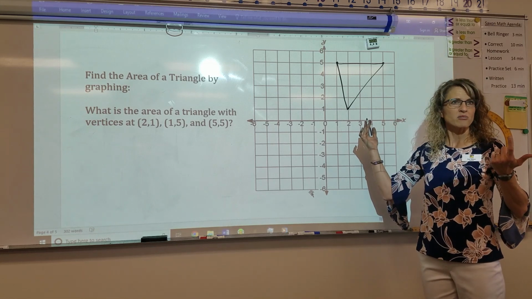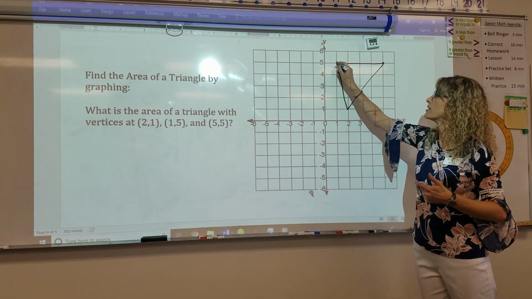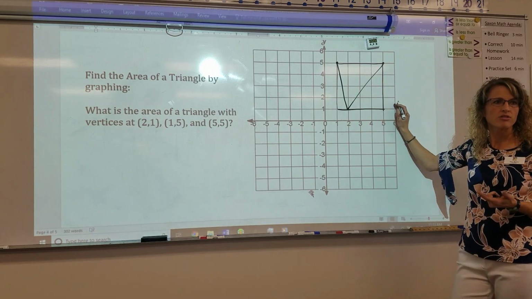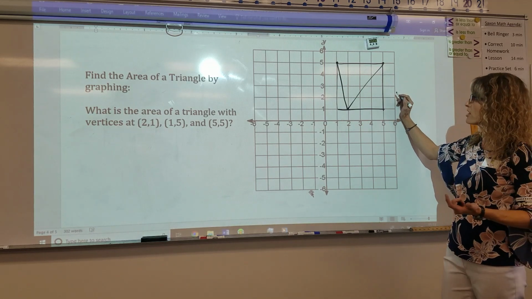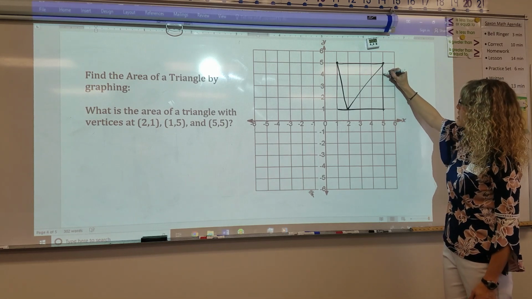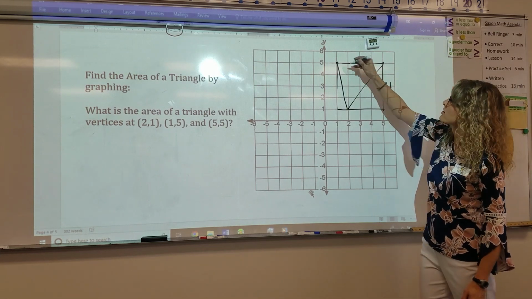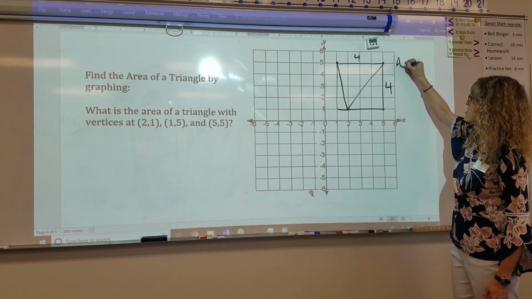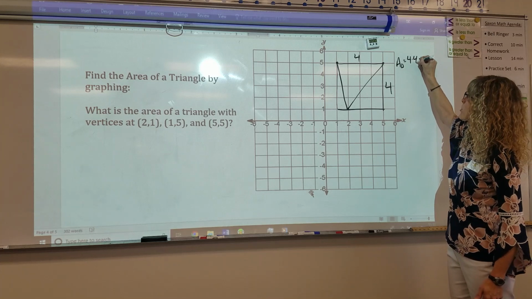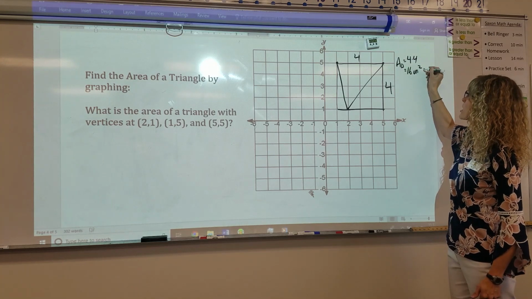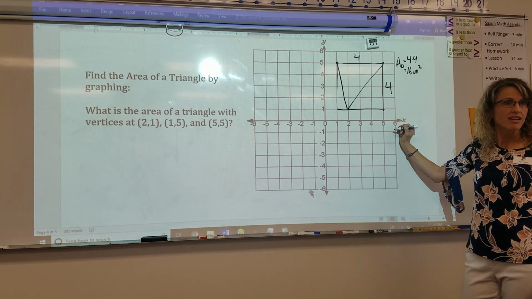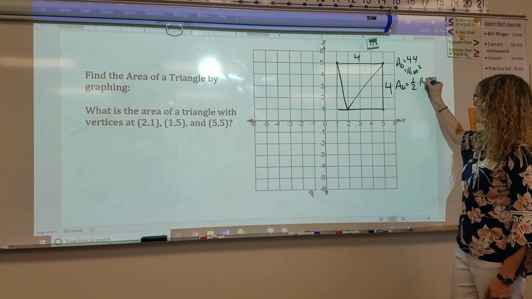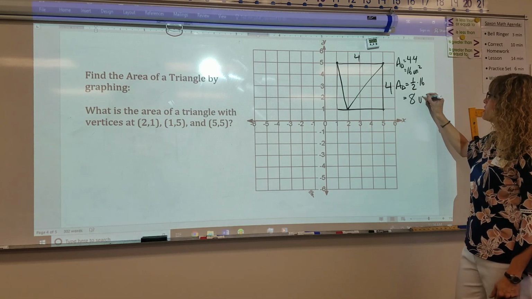We could use that box method. Remember how we drew the box around it? Like this. So if I found the area of the square, or the rectangle, and just cut it in half, I could do that. So what are the dimensions of my outside? 1, 2, 3, 4 units. 1, 2, 3, 4 units. The area of the square equals 4 times 4, or 16 units squared. So wouldn't my triangle be half of that? Okay, I like it when you're nodding. It says, yes, I agree. So half of that, so it should be 8 units squared.